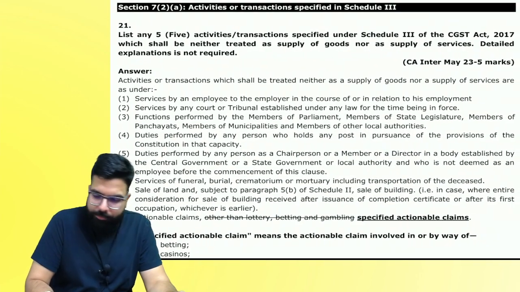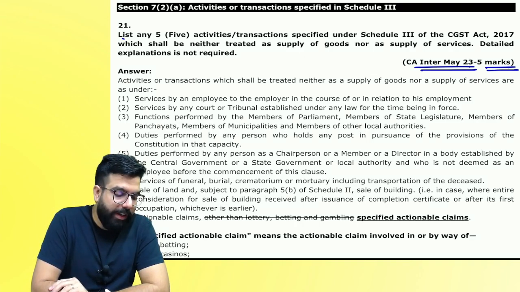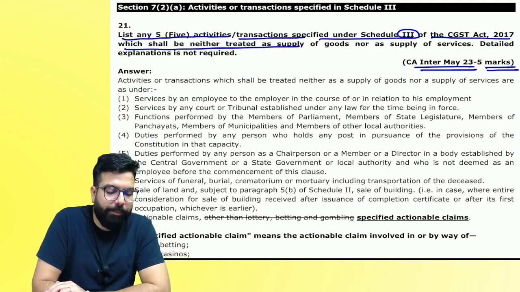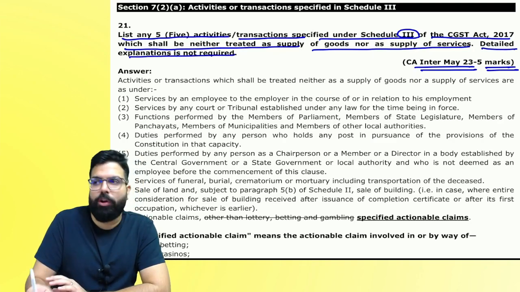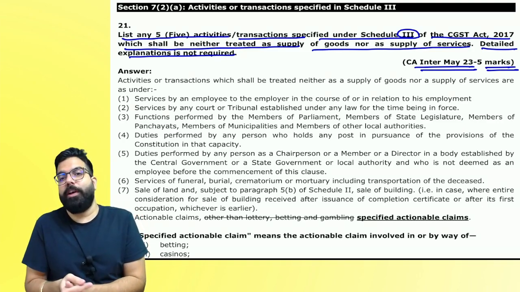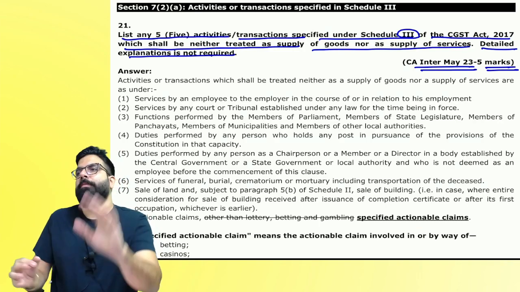There are 2-3 questions. Let's see. CA Inter made 23, 5 marks. List any 5 activities or transactions specified under Schedule 3, which shall be neither supply of goods nor supply of services. Detailed explanation is not required. Easy. Just remember CAMEL G. What is CAMEL G, everyone?